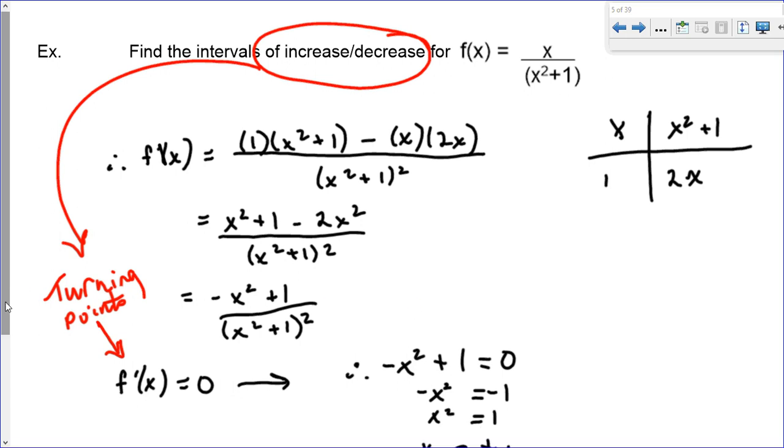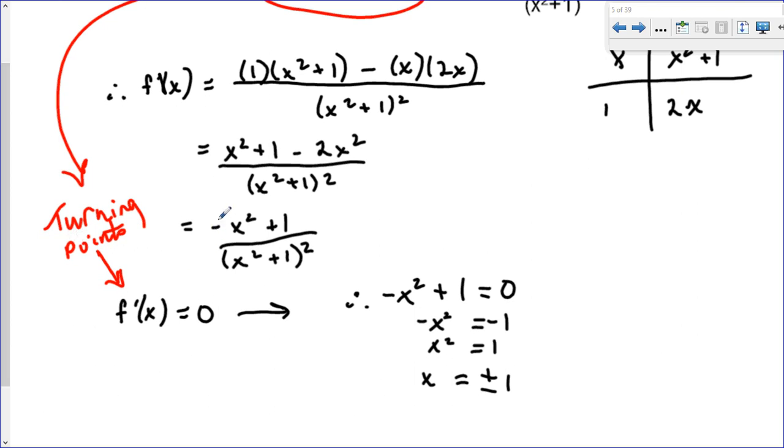Okay, so I set the first derivative equal to 0. That just means the numerator is equal to 0, that's over here, this expression. So I found some turning points on my function at plus and minus 1. Now I'm going to see which is which. Where is it decreasing and increasing?